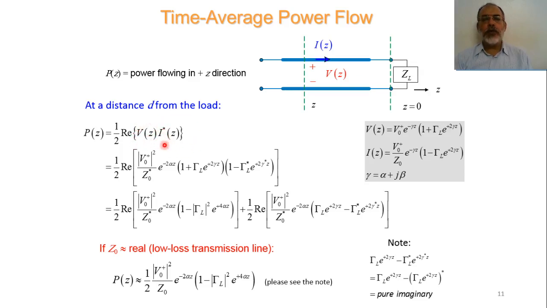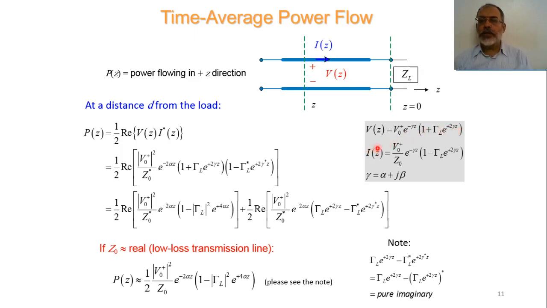The voltage at any point along the transmission line is determined as V naught plus, multiplied by 1 plus the reflection coefficient gamma. So V at any point is V naught plus e to the power minus gamma Z, the forward propagating function, multiplied by 1 plus gamma load, the reflection coefficient at the load, multiplied by e to the power 2 gamma Z.